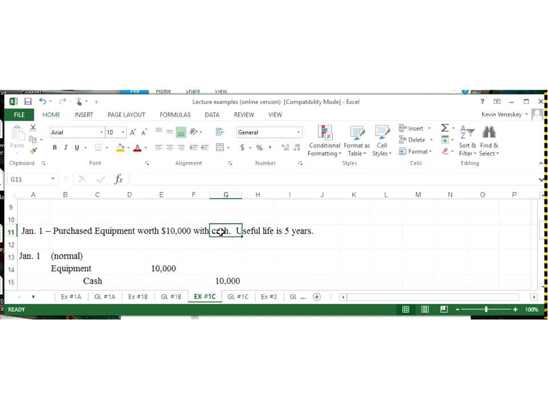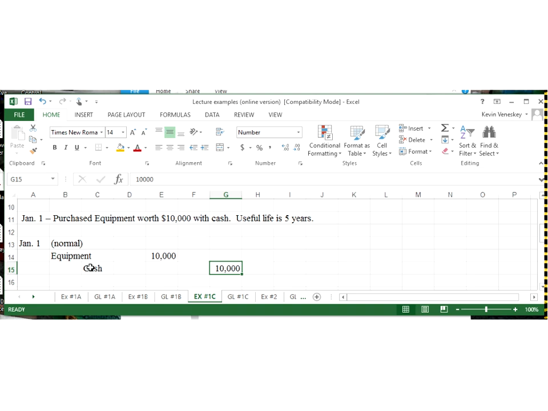So when I purchase this equipment, especially when purchasing with cash, I know I've got to make an entry right now. That's my normal entry. What did the business get? We got equipment. What did I do to get the equipment? I paid cash. So that was my credit.